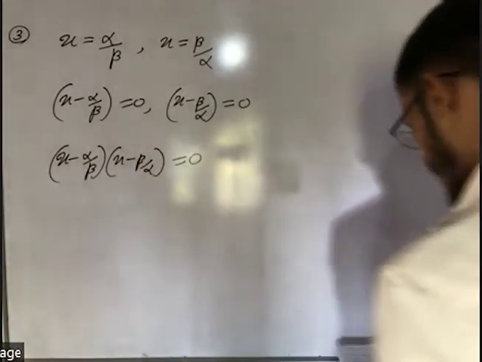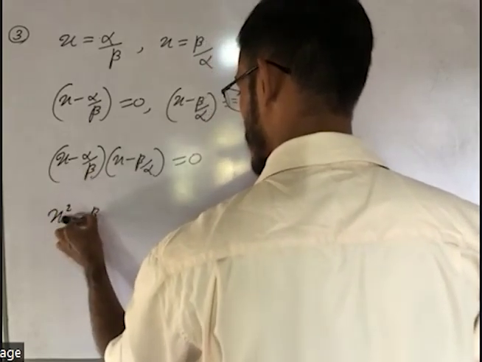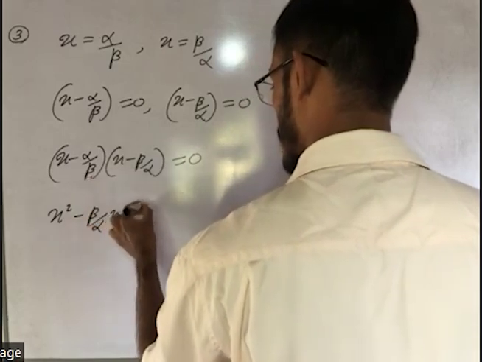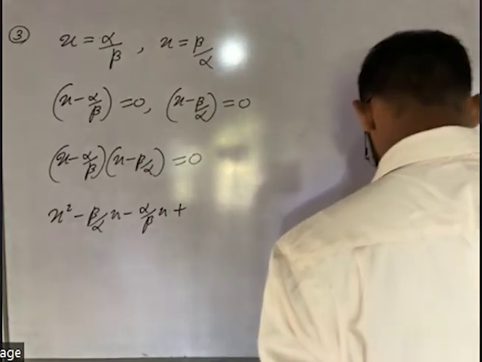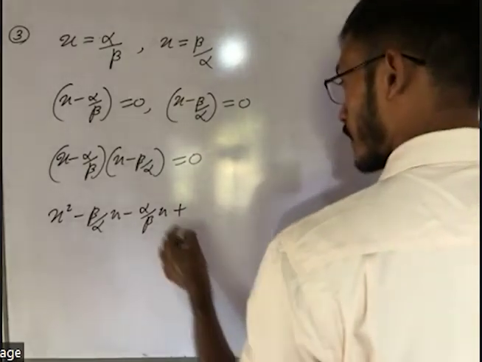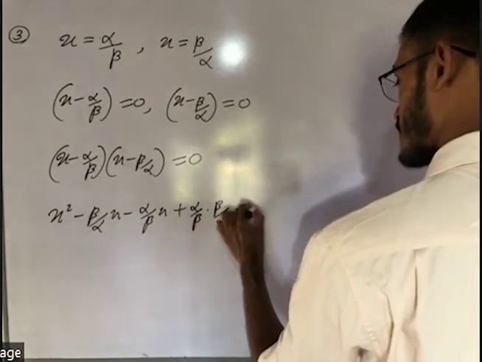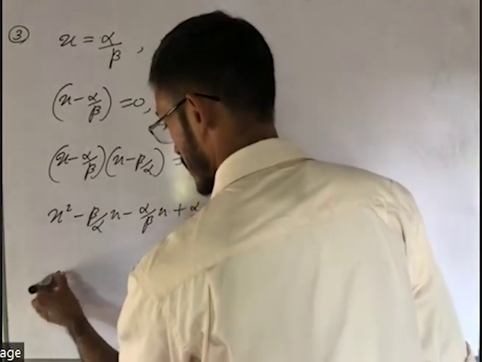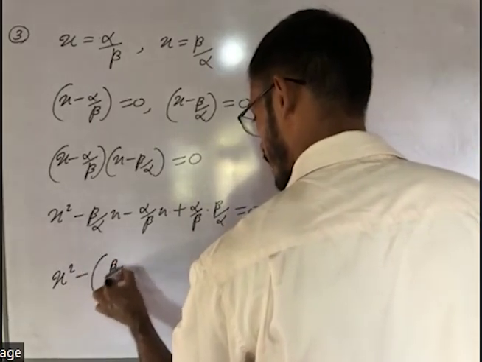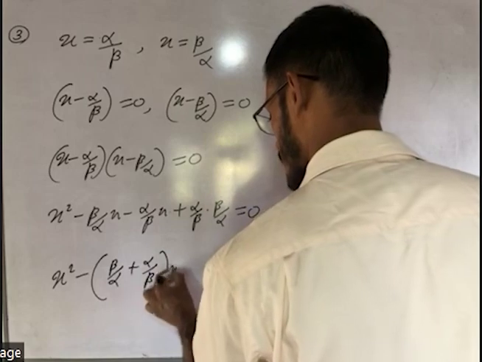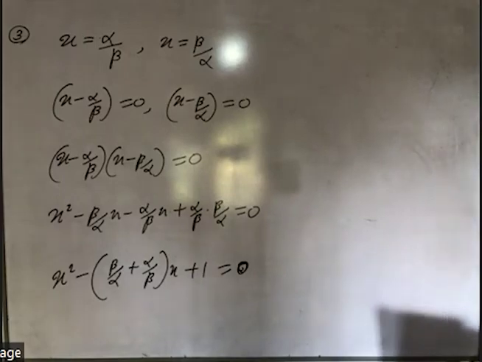Then I expand this. x into x, x square. x into this, minus beta over alpha x. This one into this, minus alpha over beta x. This one into this, minus into minus, plus alpha over beta into beta over alpha equal to 0. Now we can simplify this: x square minus beta over alpha plus alpha over beta x plus 1 equal to 0. Okay, now we can simplify.